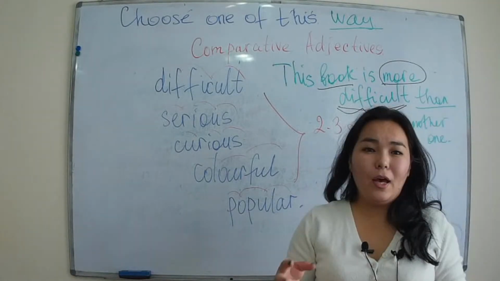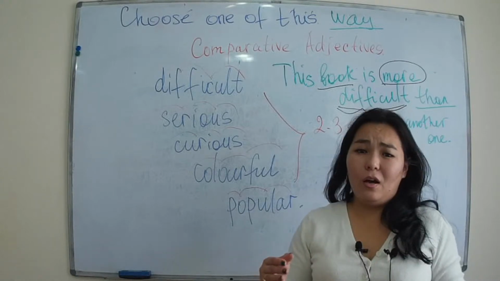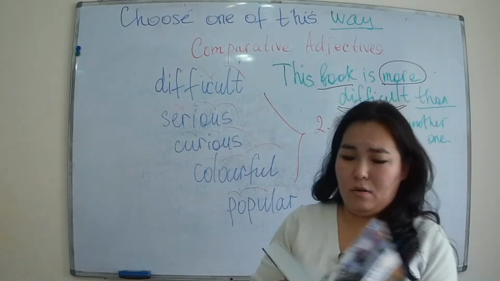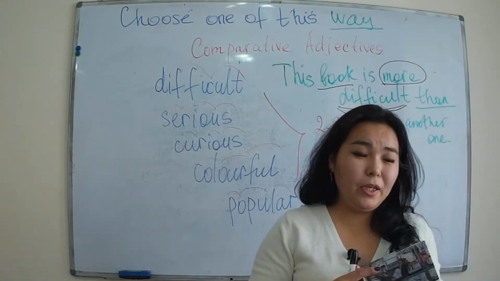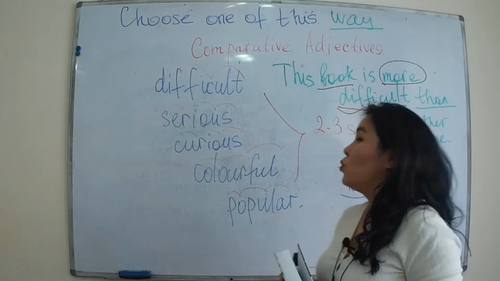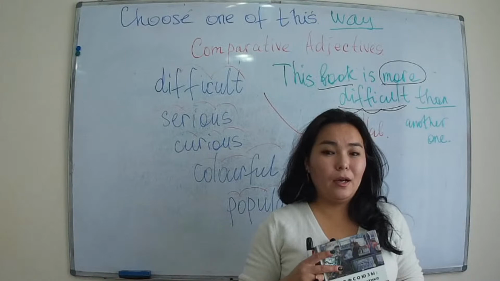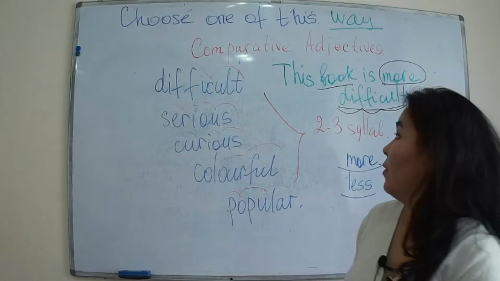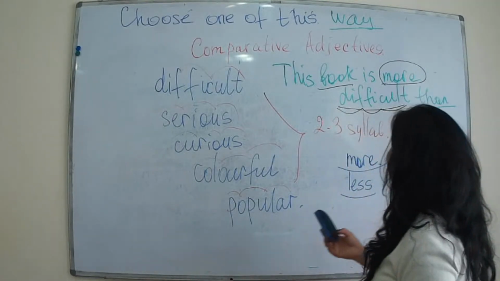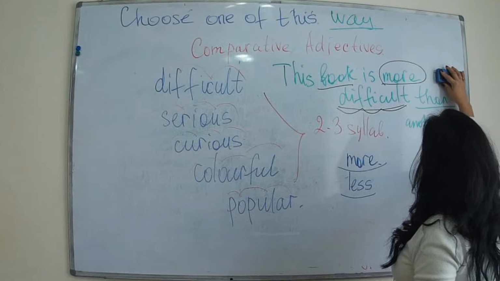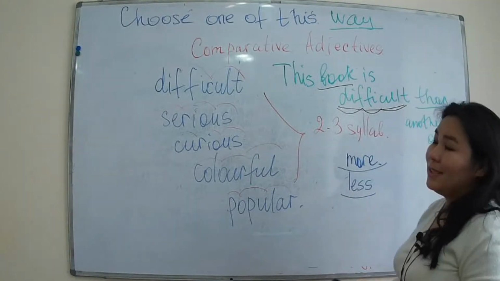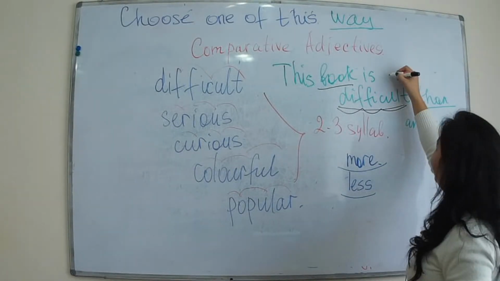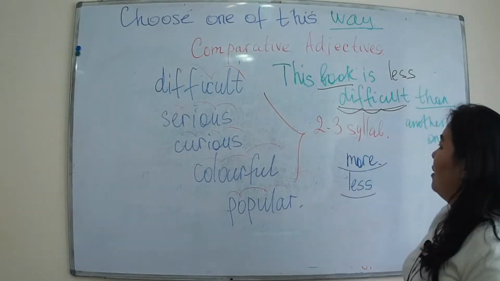this book has maybe very deep meaning and so on. And we say this book is more difficult than another one, or than yours. Or if you want to say that this book is not so difficult, we say this book is less difficult than yours.